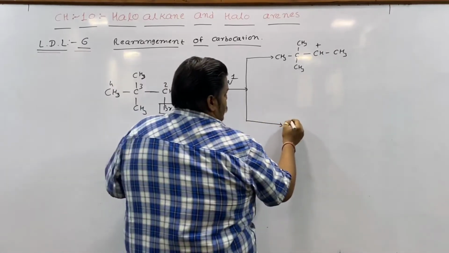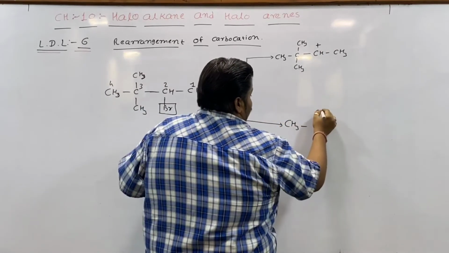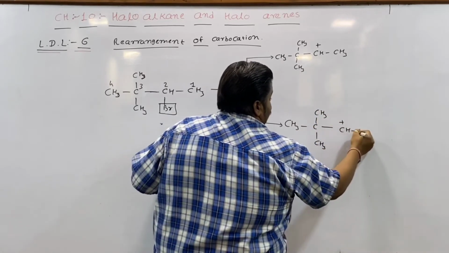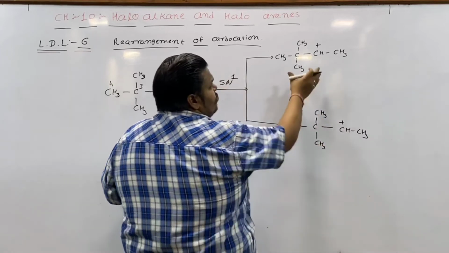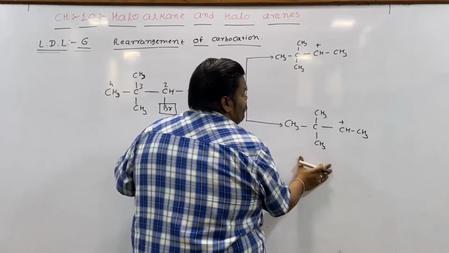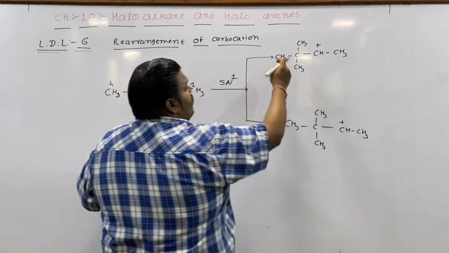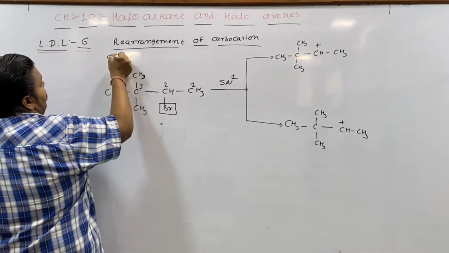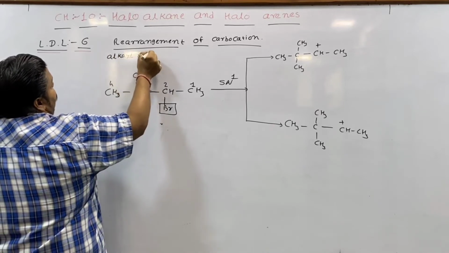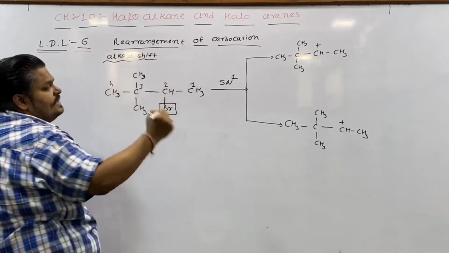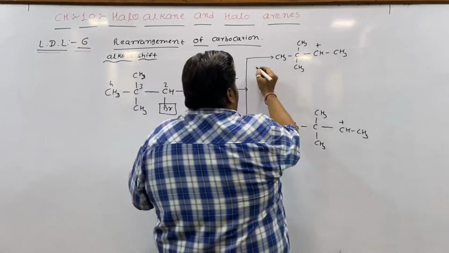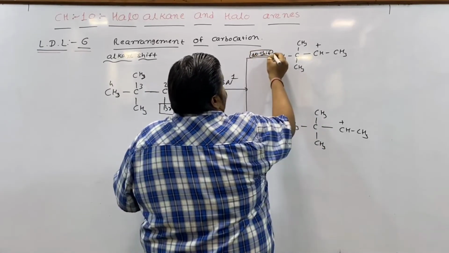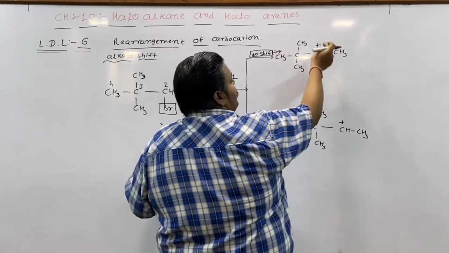Similarly, we have a second option for production of a carbocation by the same process. We have taken two different cases, case 1 and case 2. Case 1, when no alkyl group is shifted, or the alkyl shifting that we are taking is for the formation of a more stable carbocation. Case 1, no shifting. That means no alkyl group gets shifted.